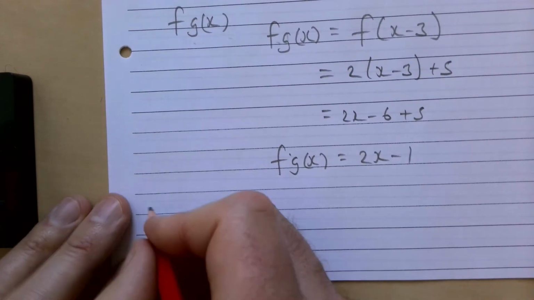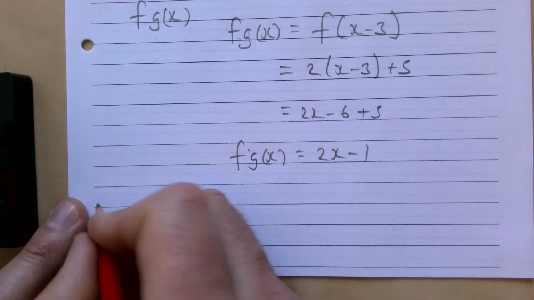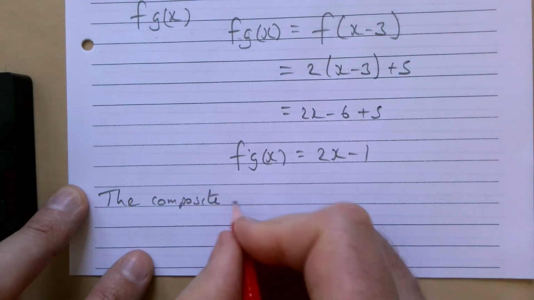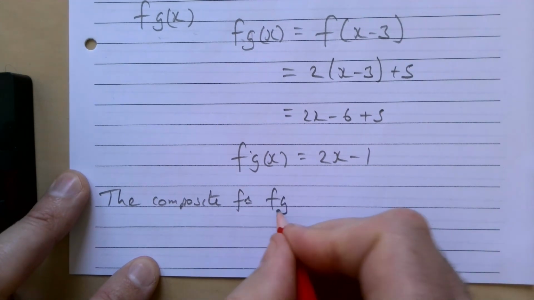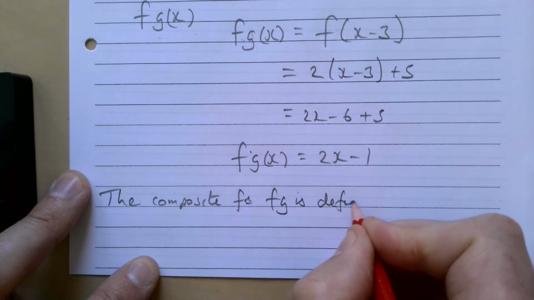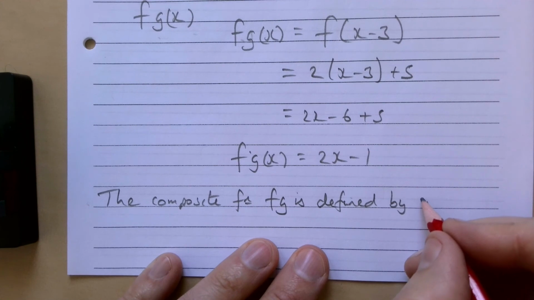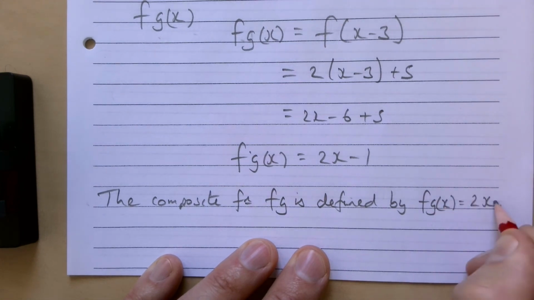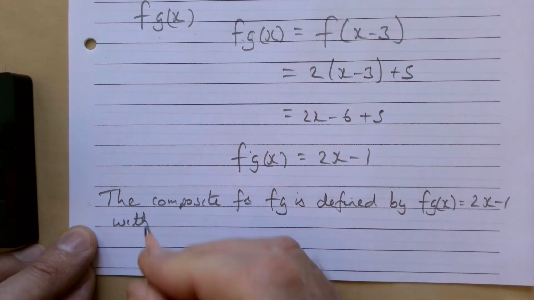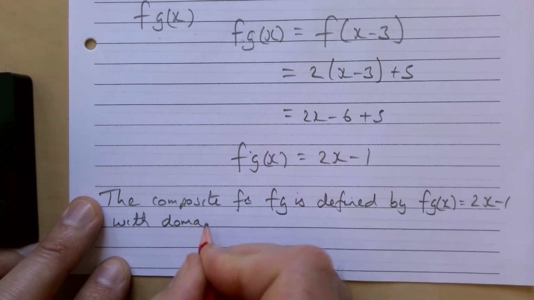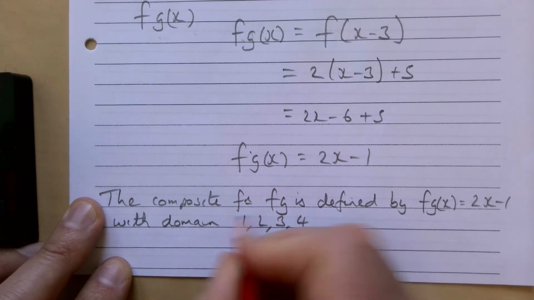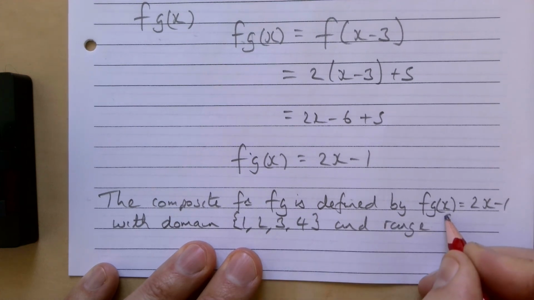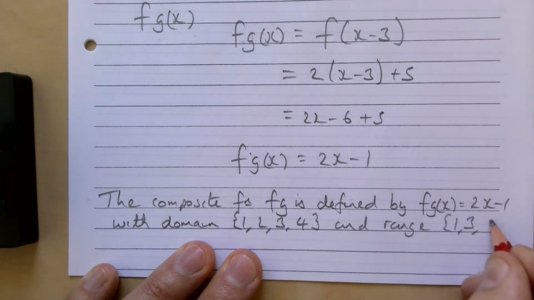So just a final statement at the end, so you can see that. The composite function fg is defined by f g of x is 2x minus 1 with domain 1, 2, 3, 4 and range 1, 3, 5, 7.